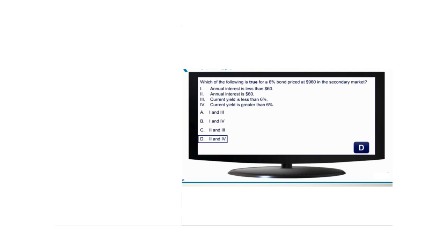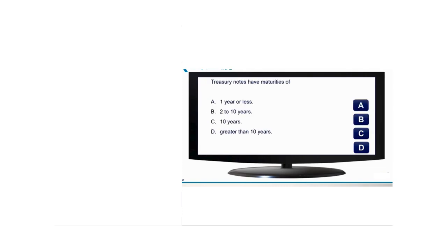Treasury notes have maturities of A, 1 year or less, B, 2 to 10 years, C, 10 years, or D, greater than 10. Anybody want to take a wild guess here? Again, where's our pseudo drum roll? Correct answer to that is B, 2 to 10 years. And also remember, Treasury bills, those have the maturity period of 1 year or less, and Treasury bonds longer than 10 years. And now question 3.